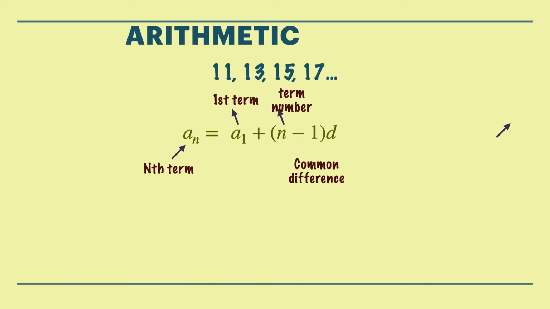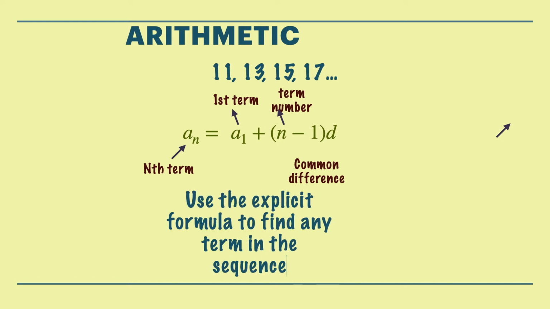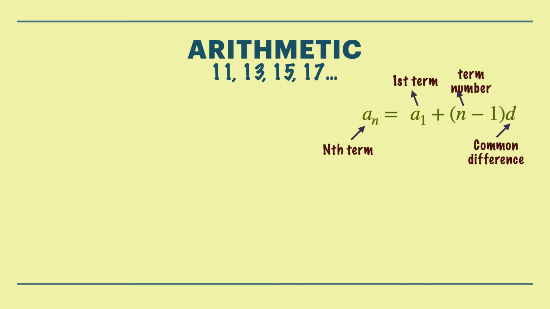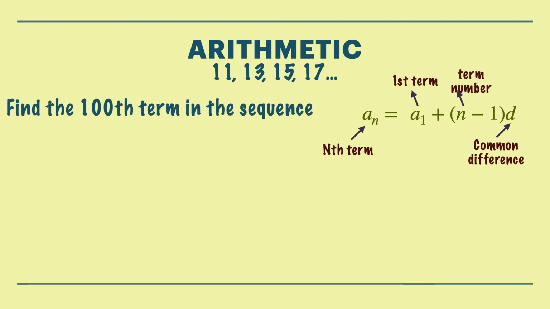All right, so now let's go ahead and use the explicit formula to find any term in the sequence. Here is our arithmetic sequence, 11, 13, 15, 17. We decided it was arithmetic because there was a common difference of 2. In order to find the 100th term, we need to know the first term and the common difference.